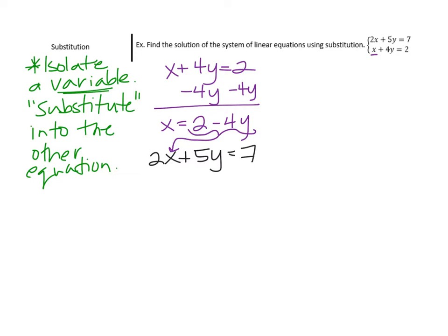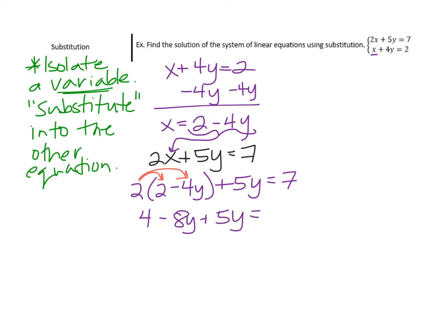Be careful though, if there's a coefficient out in front and we substitute in our partial equation for x, we've got to distribute what that coefficient was to everything in that parenthesis. So now I'm going to distribute the 2 in. 2 times 2 is 4, minus 2 times 4y is 8y.